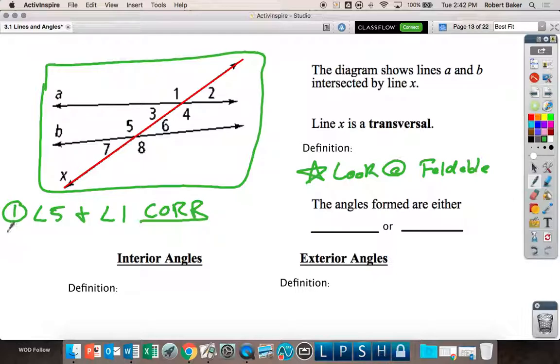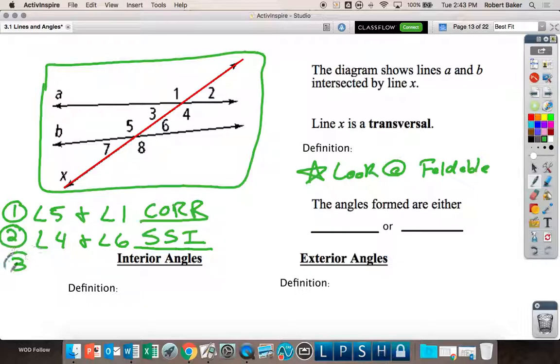Alright? Number 2. It might ask you angle 4 and angle 6. You don't have to use your foldable, but if you're struggling, you might want to get it out. Same side interior. It takes you longer to find them than it does to actually name them, doesn't it? Now be careful because your foldable has different numbers than this picture.